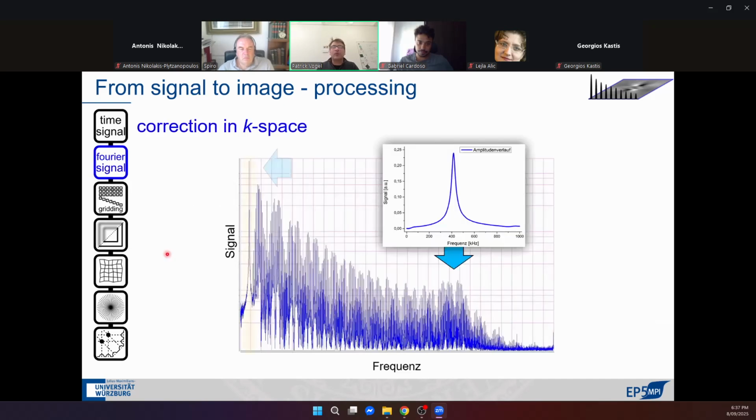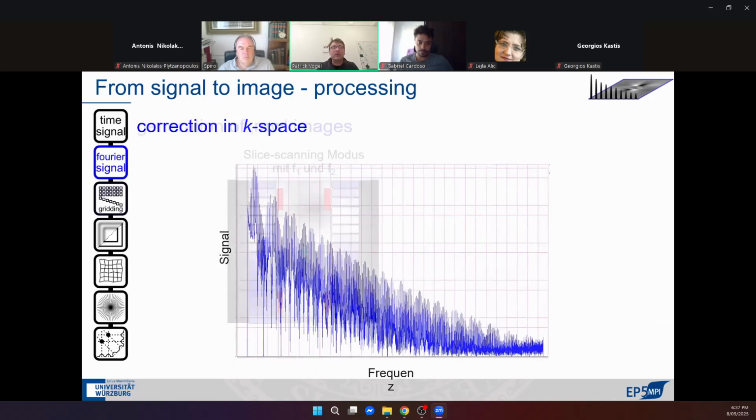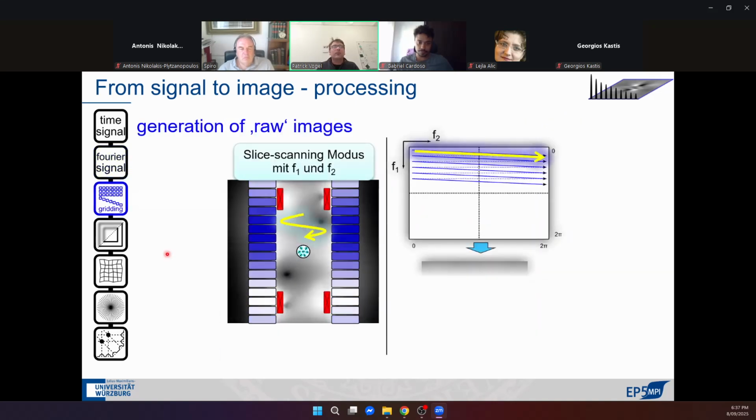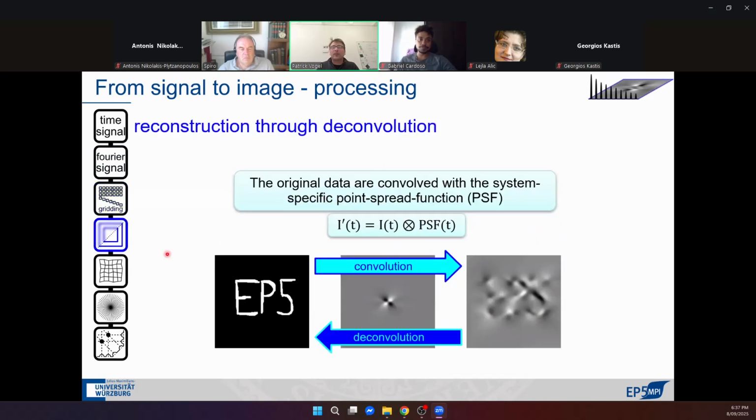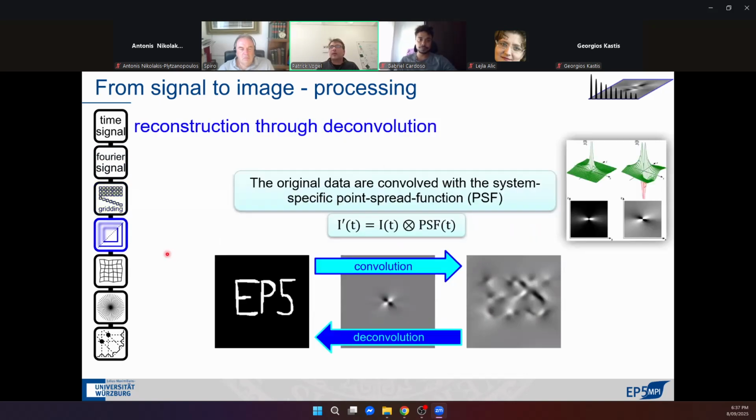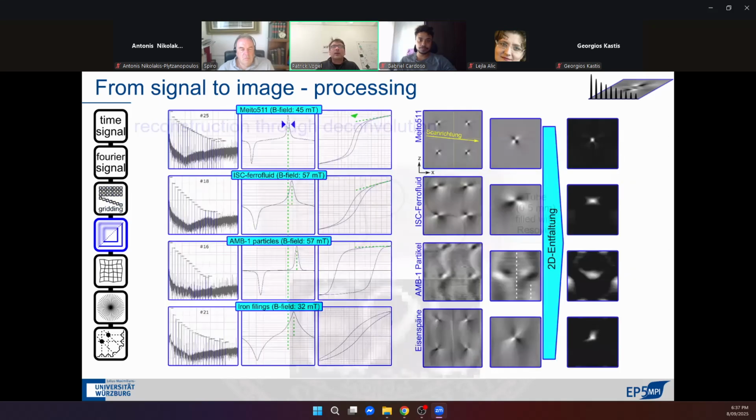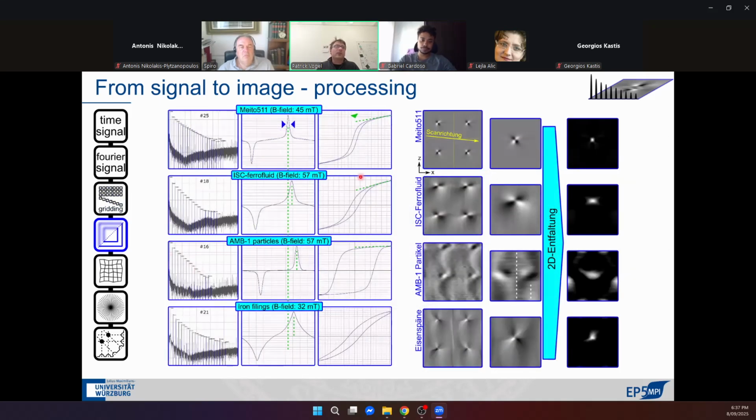So I will jump over this a little bit faster. So here, for example, the raw image generation. When you have questions on that, please ask me later. And also here, for example, this is quite interesting for the different particles.